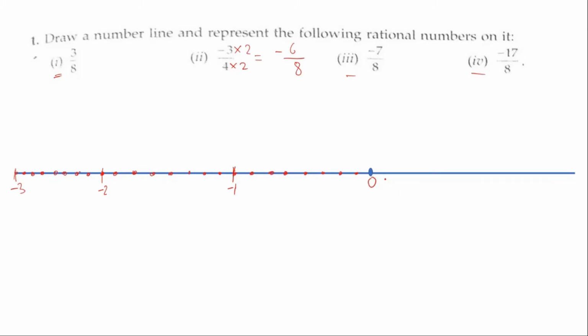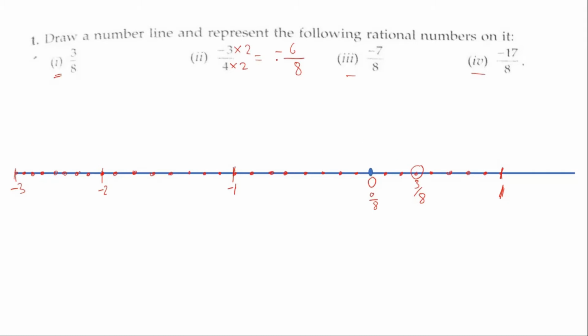Now move to the right hand side of the 0. 1, 2, 3, 4, 5, 6, 7 and 8. This 8 will be 1. I am just showing you; when you do it, it is better to use a ruler for this purpose. First we will mark 3 by 8. This is 0, that means it is 0 by 8. This is 1 by 8, 2 by 8 and this point is 3 by 8.